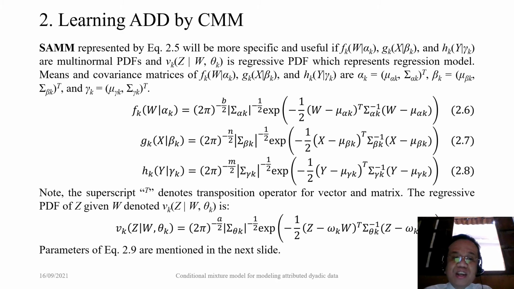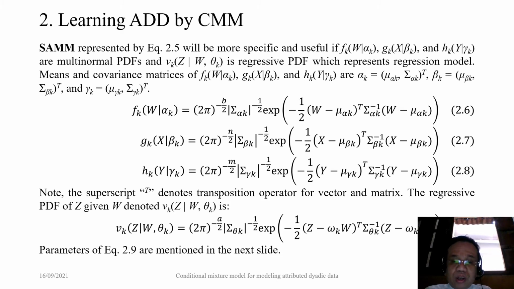SMM represented by equation 2.15 will be more specific and useful if FK, GK, and SK are multinormal PDFs and VK is a regressive PDF, which represents a regression model. The mean and covariance matrix of FK, GK, and SK are alpha K, beta K, and gamma K.